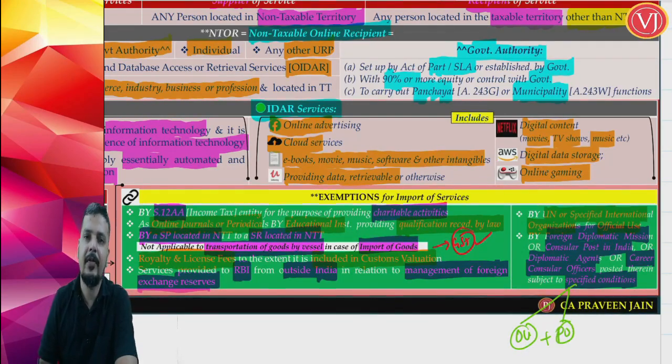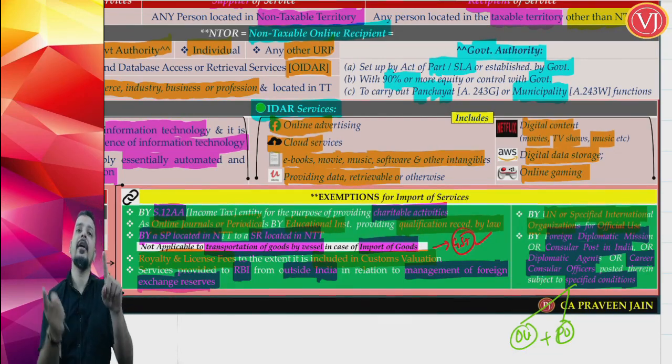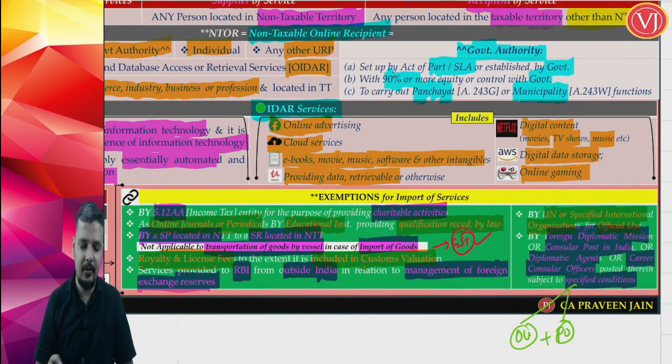Now these are all the notified categories where import of services is exempt. When it is exempt, no need of RCM. What are the categories? Receipt by 12AA, charitable activities. Receipt by educational institution, category B, which is for providing qualification recognized by Indian law, online journals and periodicals. Then provider outside India, recipient outside India, exempt. Exception is transportation of goods by vessel at the time of import of goods, that is not exempt. Next is royalty license fees. If at all that is already included in customs valuation at the time of import of goods. If not included, no exemption, you have to pay.